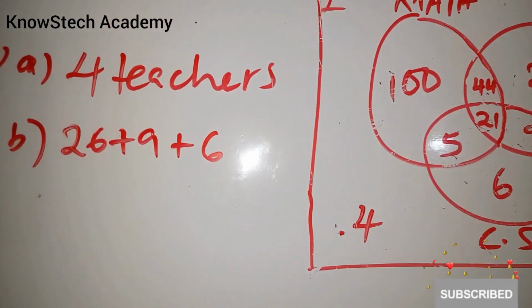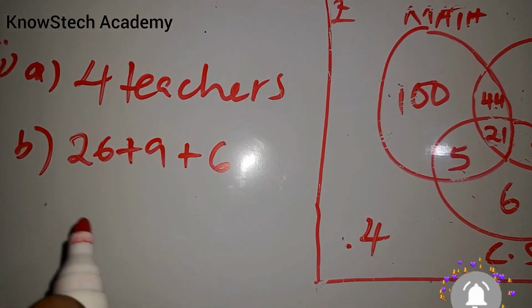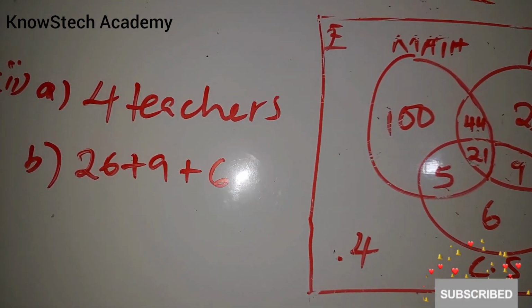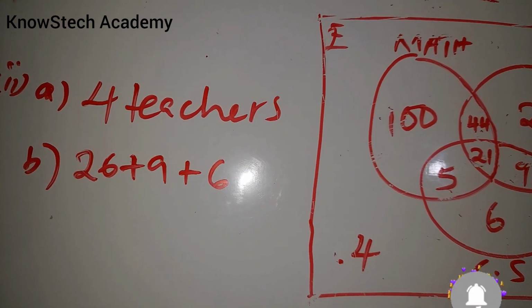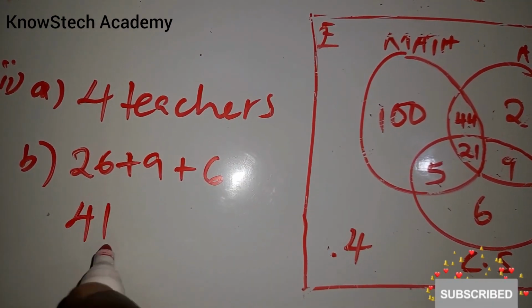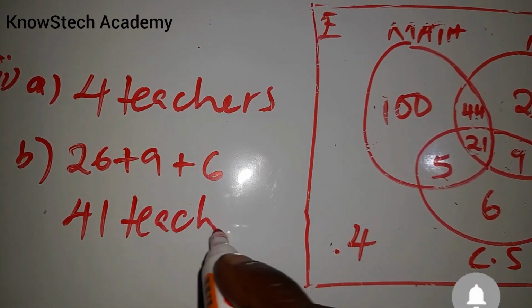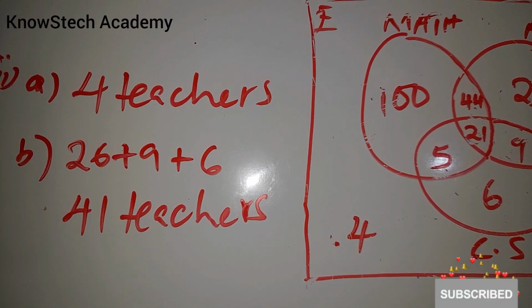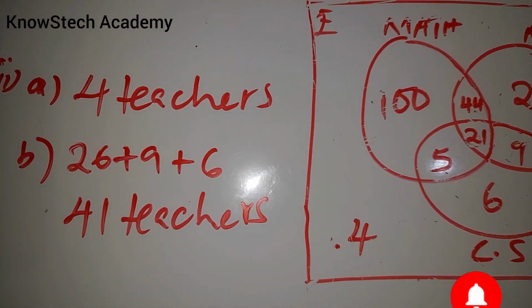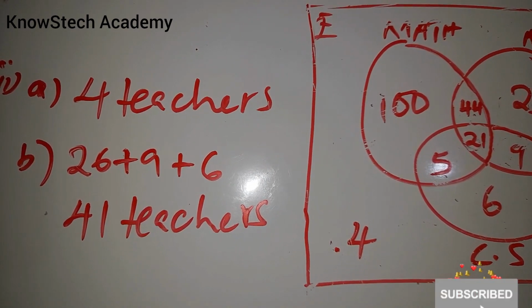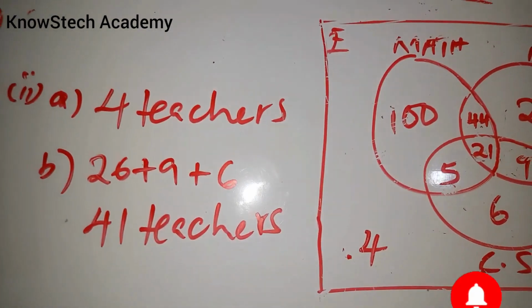So when you add 26 plus 9 is 35. 35 plus 6 is 41. So 41 teachers there. Okay. 41 teachers. Next, the last question.